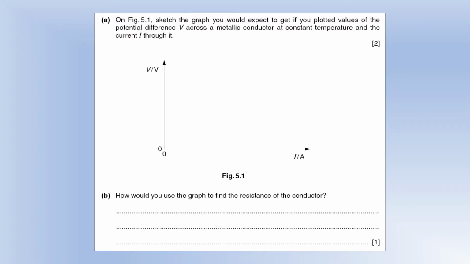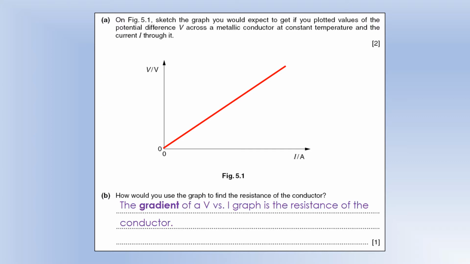Okay, on the diagram, sketch a graph you'd expect to get if you plotted values of potential difference across a typical metallic conductor at constant temperature and the current through it. If temperature is constant, its resistance is going to be constant, so we're going to get a graph that looks like this. How would you use the graph to find resistance? Well, the gradient will be potential difference divided by current, which using V equals IR is the resistance. So the gradient of this graph is the resistance.